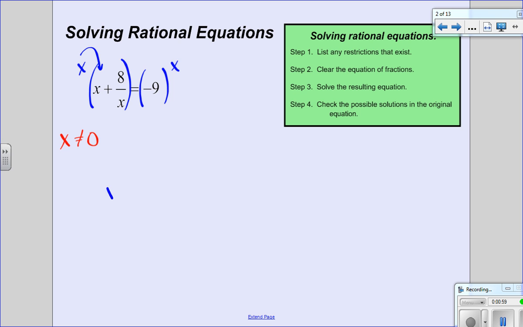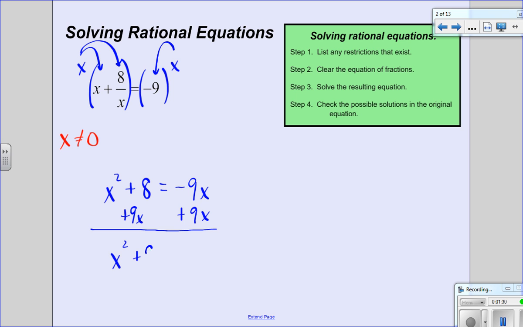x times x is x squared. x times 8 over x, well, the x's cancel, leaving us with plus 8. Carry down our equal sign, x times negative 9 is negative 9x. So now we have a quadratic equation because we have an x squared term. So we want to set this equal to 0, so we add 9x to the other side and put this in descending order. So we get x squared plus 9x plus 8 equals 0.